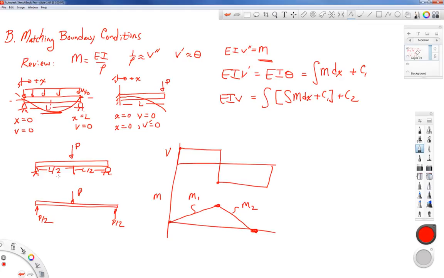So what we're going to have to do is break this beam up into two different regions. Region 1 will go from x equal to 0 to L over 2, and region 2 will go from L over 2 to the end of the beam, L. Let me sketch this picture again on the next page, and we'll work this problem out as an example to illustrate what we're talking about with this idea of discontinuous moment equations.